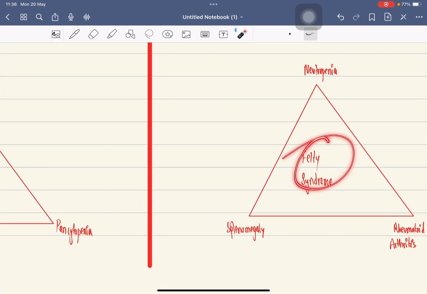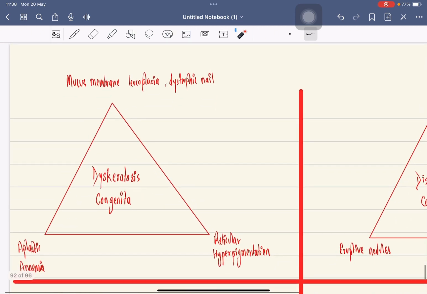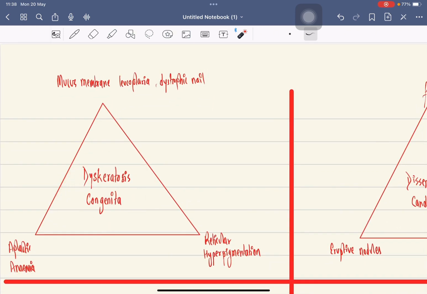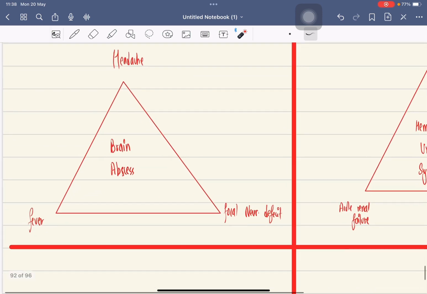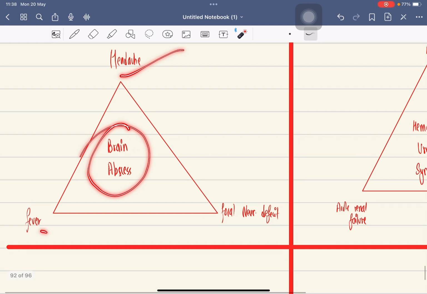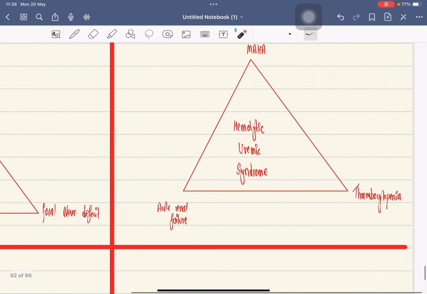Next, we have Felty syndrome, which consists of neutropenia, splenomegaly, and rheumatoid arthritis. We have dyskeratosis congenita, which consists of mucous membrane leukoplakia, dystrophic nails, aplastic anemia, and reticular hyperpigmentation. Next, we have disseminated candidiasis, which consists of fever, eruptive nodules, and myalgia. Next, we have brain abscess, which consists of headache, fever, and focal neurological deficit.